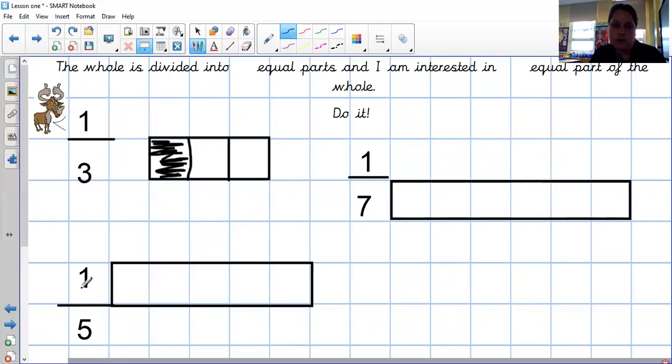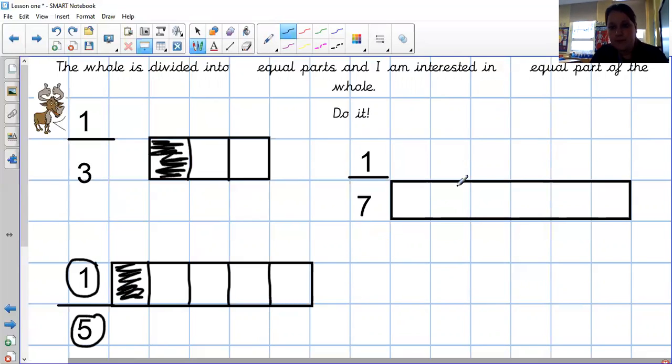Okay, let's have a look at 1/5. So again, let's start with our denominator. The whole is divided into 5, because our denominator is 5 equal parts. So I'm going to split my whole into 5 equal parts. And I am interested in 1, because our numerator is 1 equal part of the whole. So I'm going to shade in 1 out of 5 equal parts.